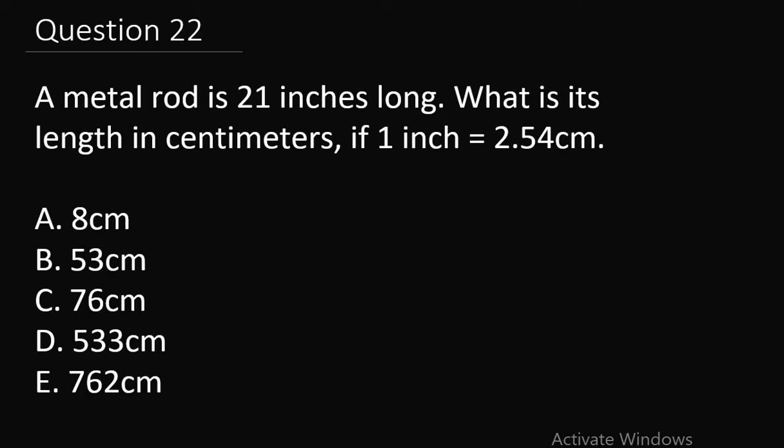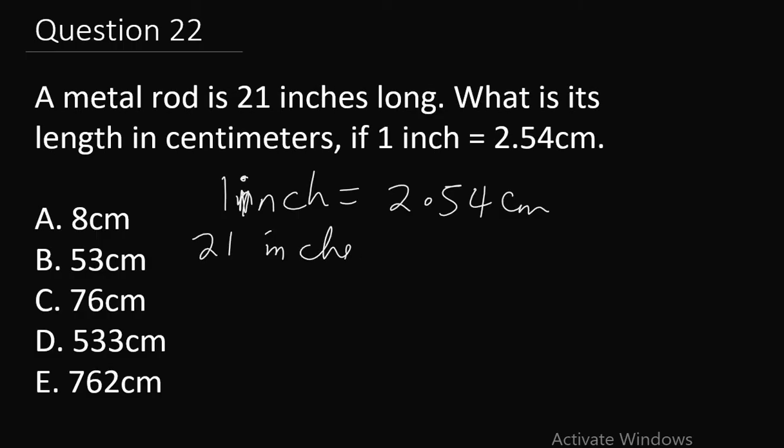Question 22 says, a metal rod is 21 inches long. What is its length in centimeters? Now, 1 inch is 2.54 centimeters. 21 inches will definitely be more. So since it's more, you multiply. Just multiply 254 by 21. Once you are done, you put 2 decimal places because we have 2 decimal places.